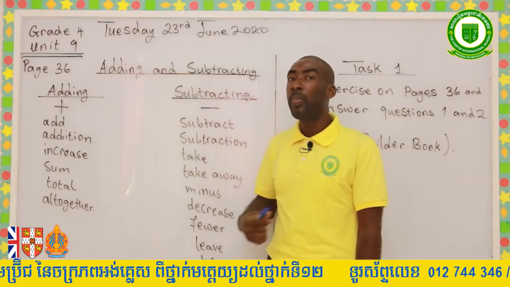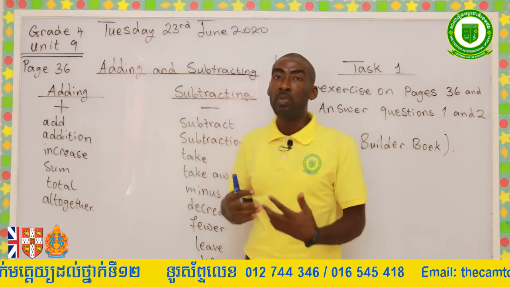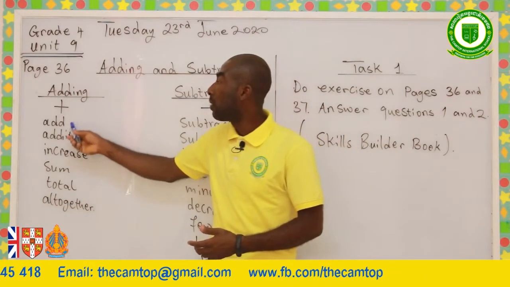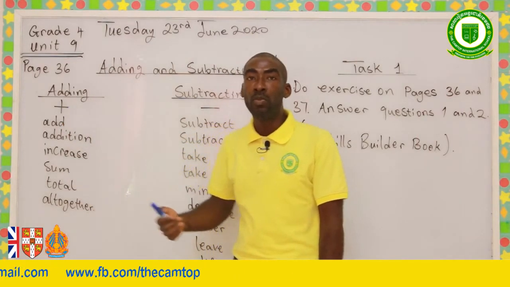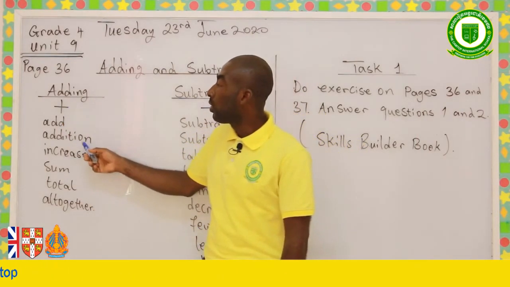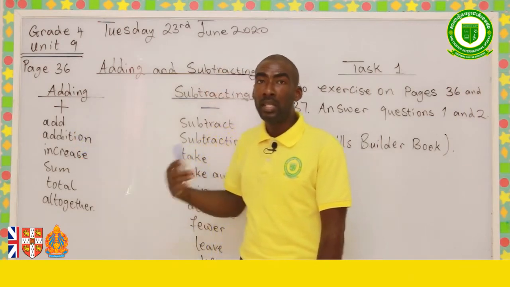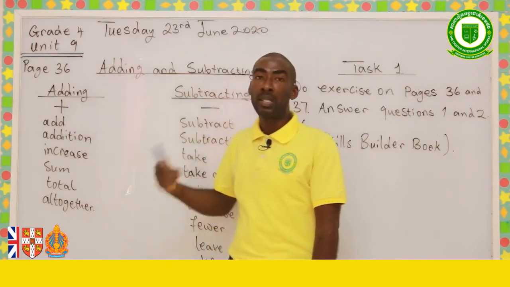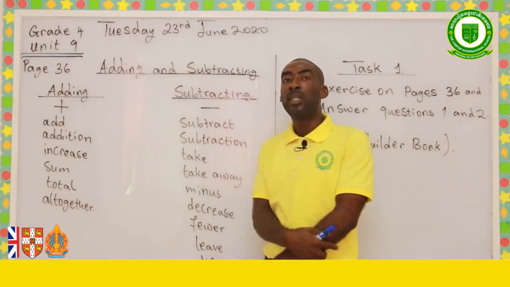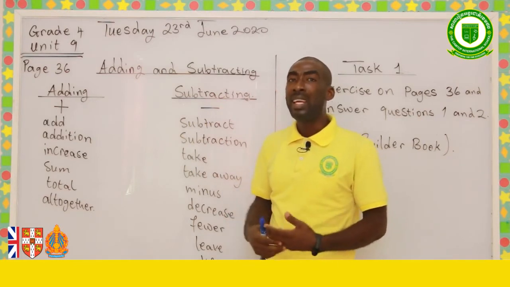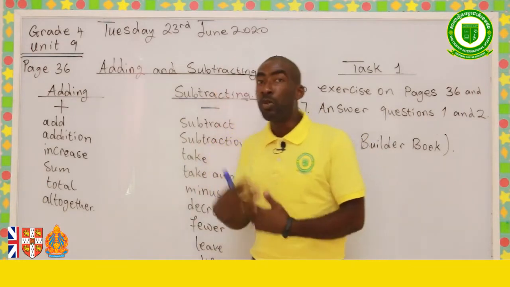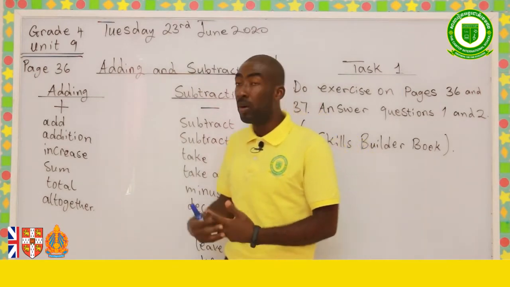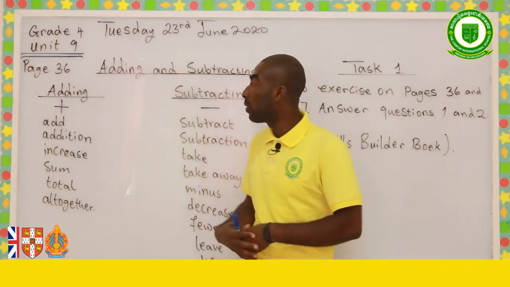The word add itself, from adding, means that when you are asked to add 4 and 5, you have to do 4 plus 5, and that will give you 9. So add means you are using the plus sign in your calculation. Then we go to addition. Addition also means that you are dealing with the plus sign. So when a statement is given, let's say you have 4 and addition of 6, it means you have 4 plus 6, and that will give you 10.